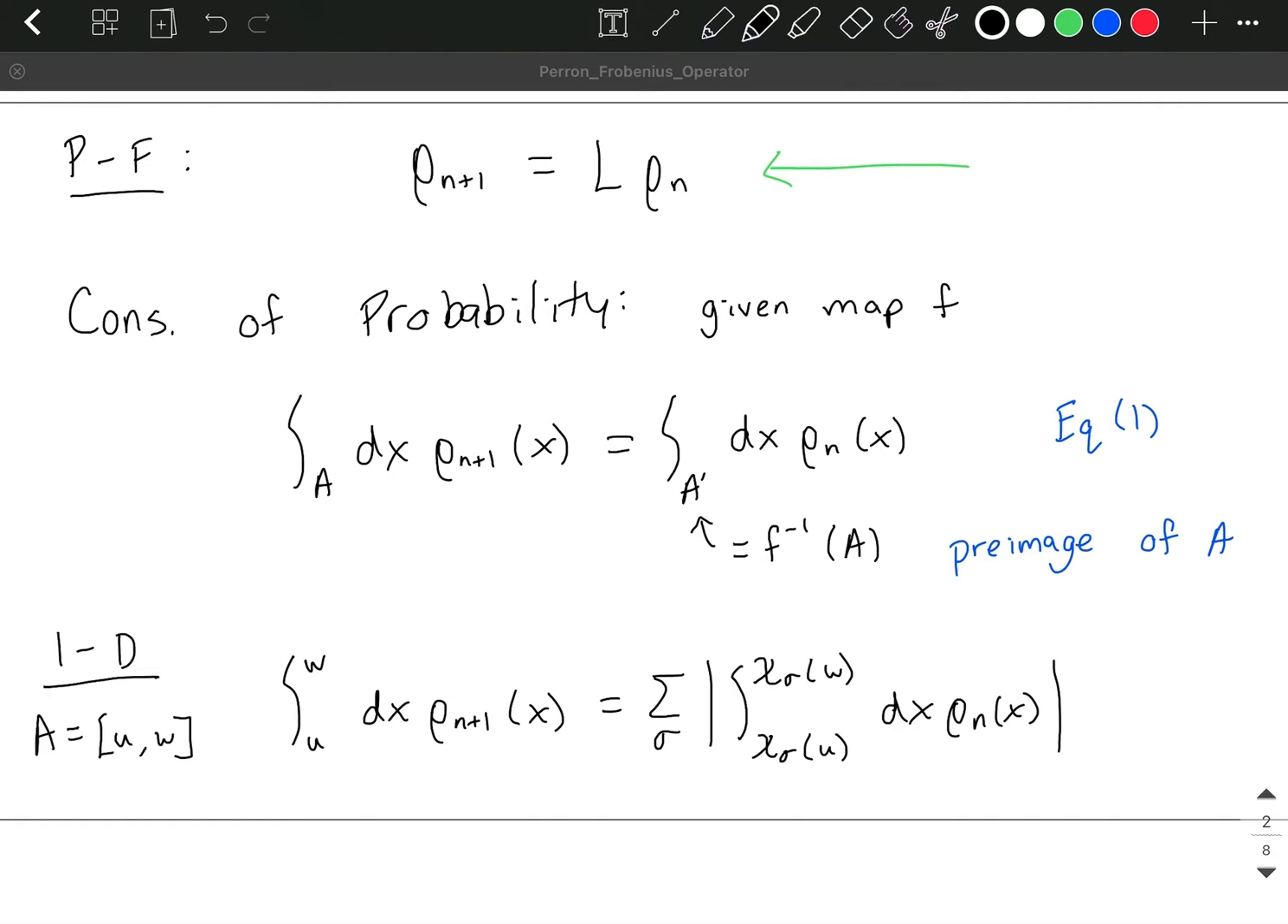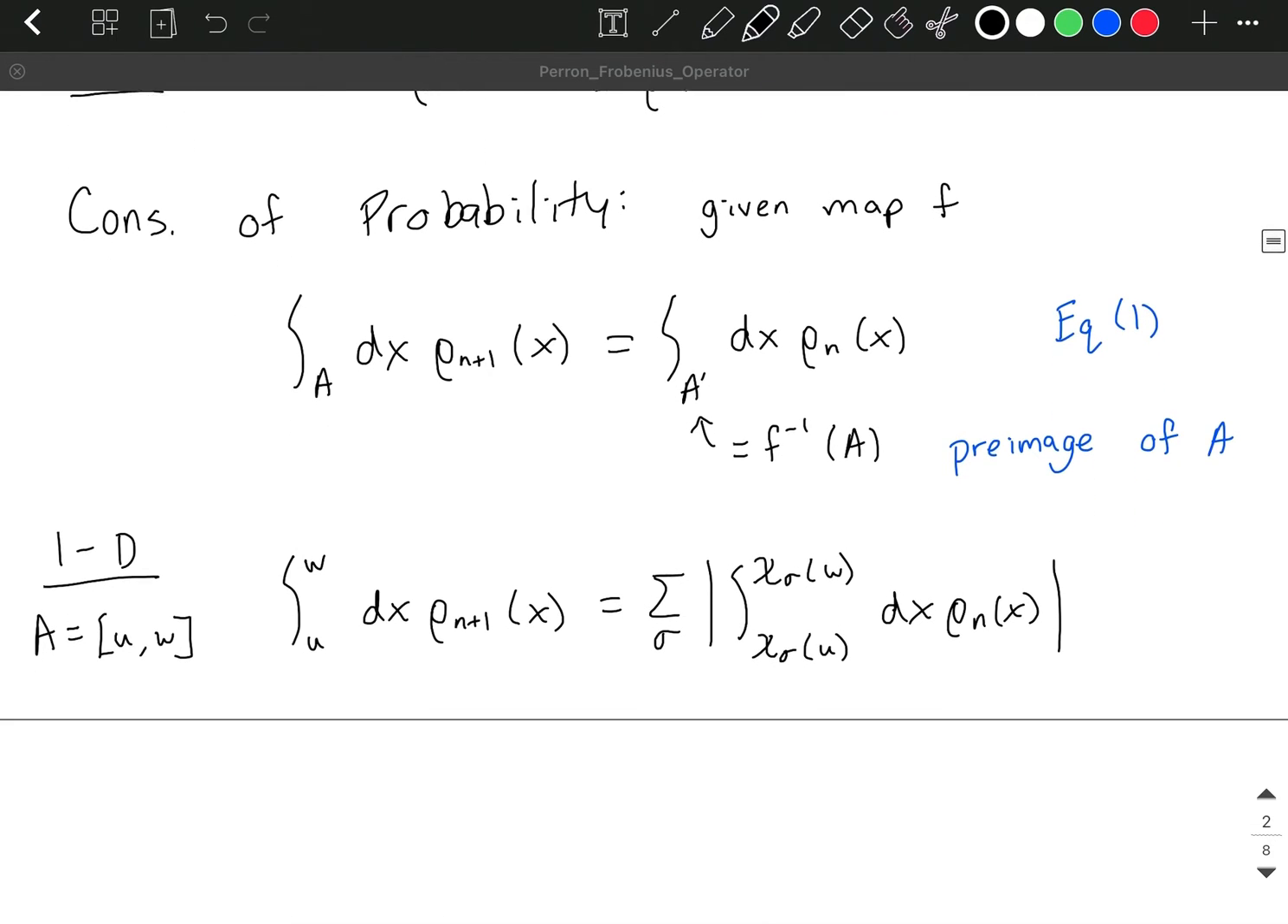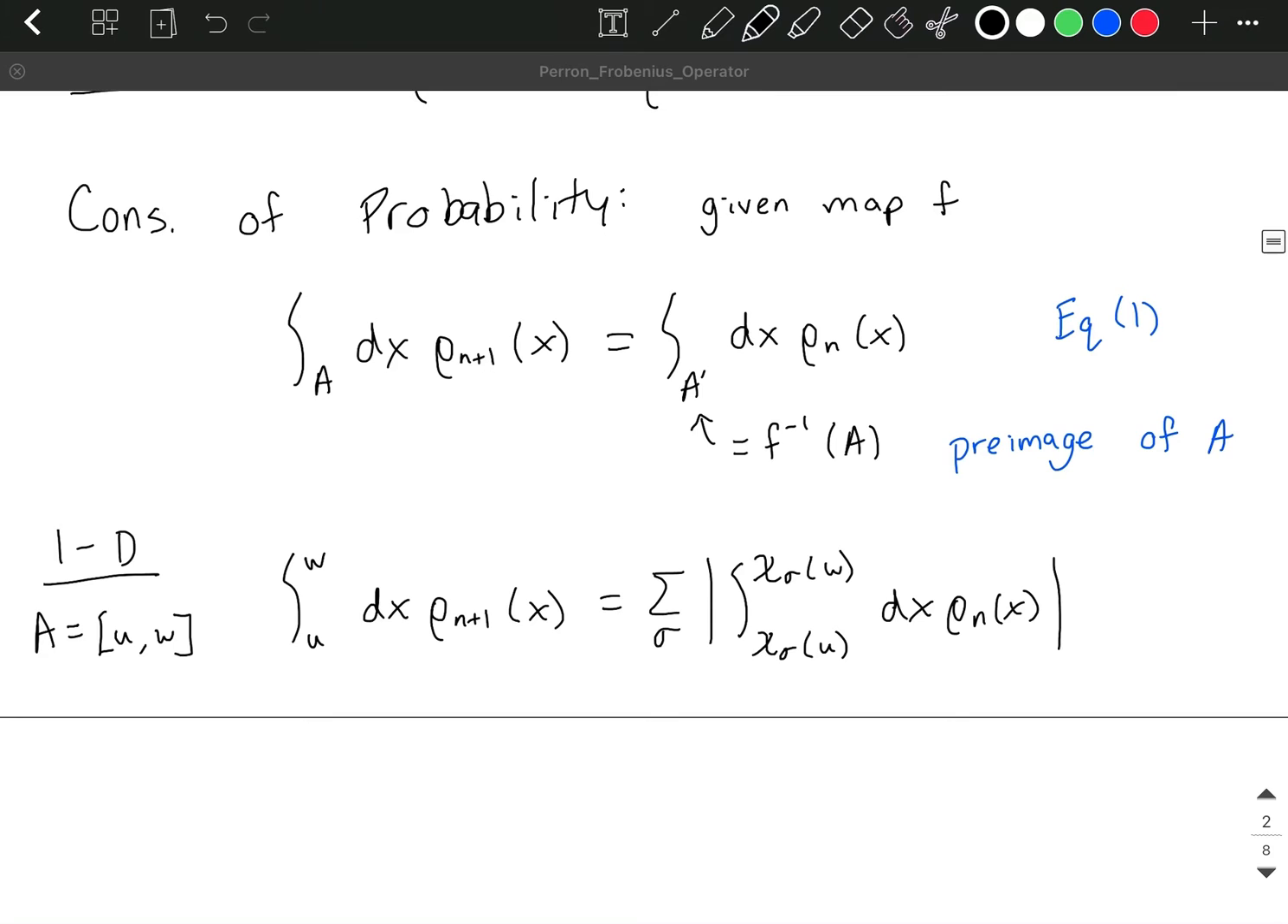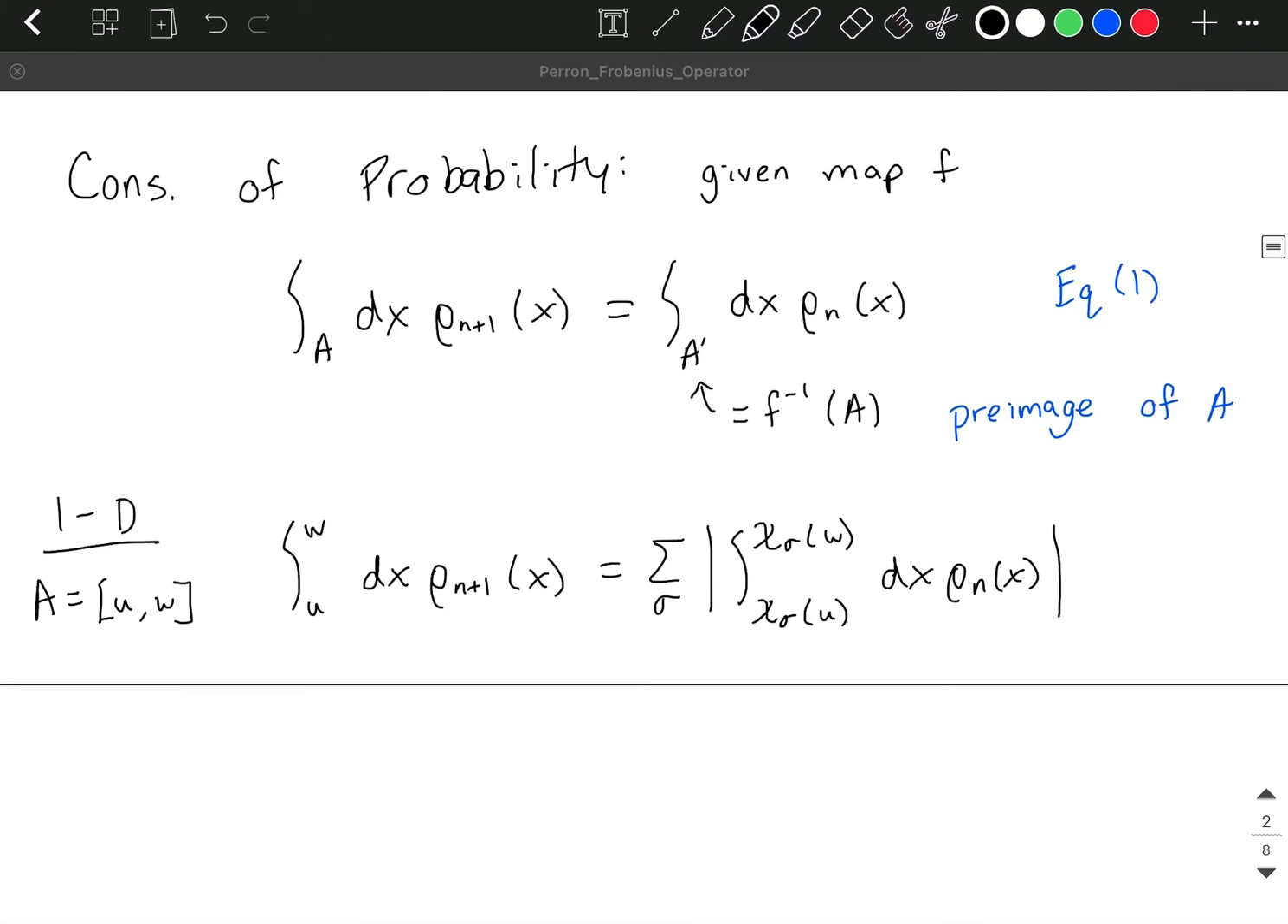And so here there's a couple things that we need to define. We already talked about u and w, but sigma and chi sub sigma we have not defined yet. And so chi sub sigma is defined as the inverse map sub sigma of y, or in other words, the preimage of y under F.